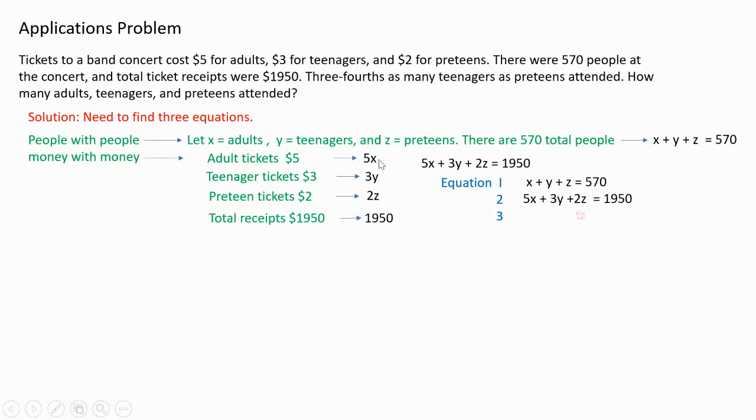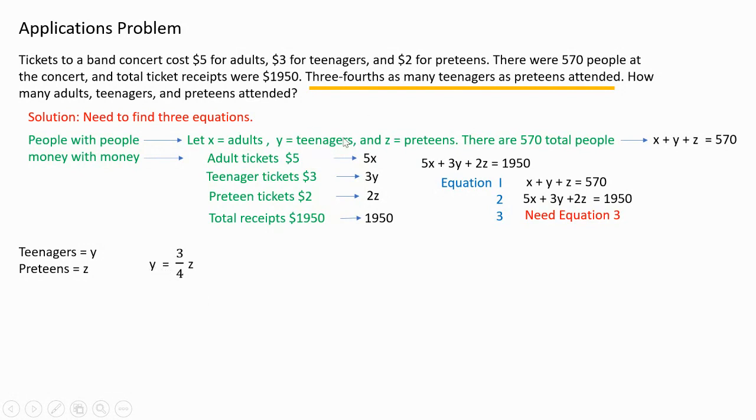This is the most difficult one of all. Right, so I'm going to use this for the third one. Okay, now it says they're talking about teenagers and preteens. Here's where a lot of students get confused. It says 3/4 as many teenagers as preteens attended. So this is what it should be: y equals 3/4 z. But this is kind of hard to understand, right?